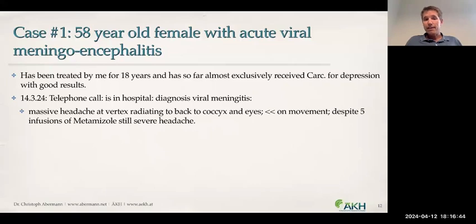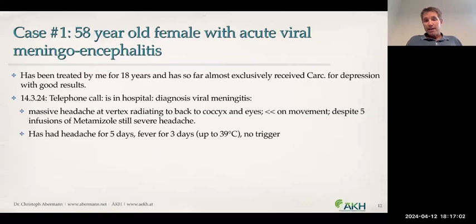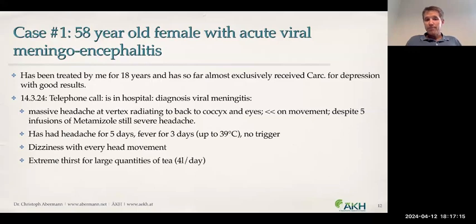She had massive headaches at the vertex radiating to the back and to the coccyx and to the eyes. They were worse on movement, and despite 5 infusions of metamizole, she still had severe headaches. So she got a lot of painkillers in the hospital, but she still had severe headaches. She'd had the headaches for 5 days and a fever for 3 days up to 39 degrees Celsius. There was no trigger as far as she knew for the meningitis. She also was dizzy with every head movement, and she was extremely thirsty for large quantities at a time. She drank about 4 liters a day.